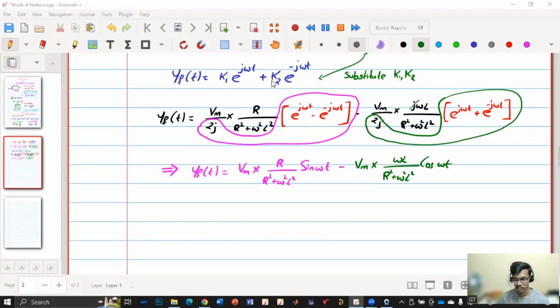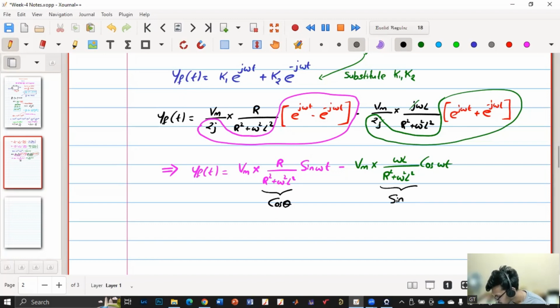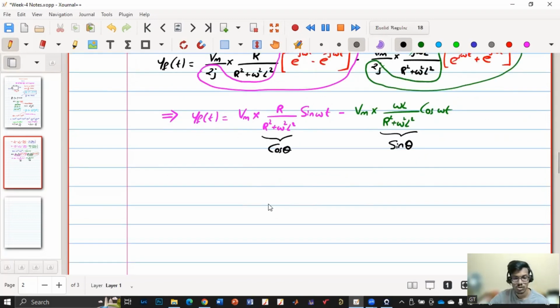Now I have Vm common and sin omega t, cos omega t. From this, I can see that it is in a particular formula, like sin A cos B minus cos A sin B. So if we consider A and B like theta 1, theta 2, this I'll consider some cos theta, and this I'll consider sin theta. Okay. So now it is in what format? Sin omega t cos theta minus cos omega t sin theta.